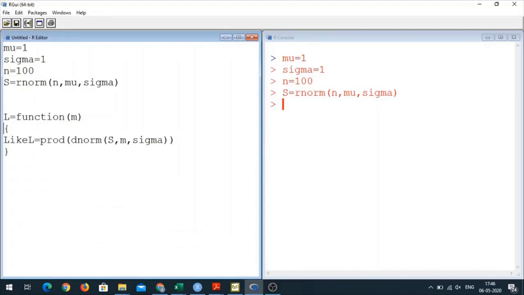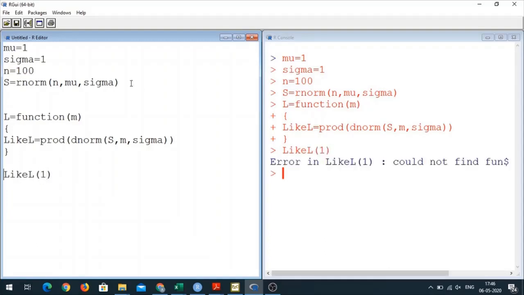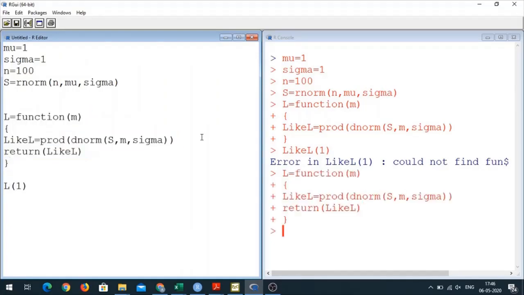Sorry, let me try to compute for, let's say, actual mu. Okay, I'm sorry, my function is not like L, my function is L, and it is safer to add a return command always. So okay, see, this is the value of the likelihood. If you can see, it's very small, 10 raised to minus 62.